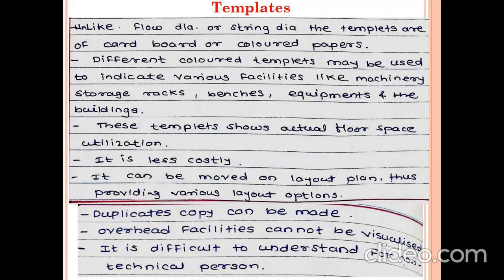Overhead facilities cannot be visualized. It is difficult to understand for a non-technical person. These are the disadvantage parts. We can say three parts, and these are the advantageous parts.